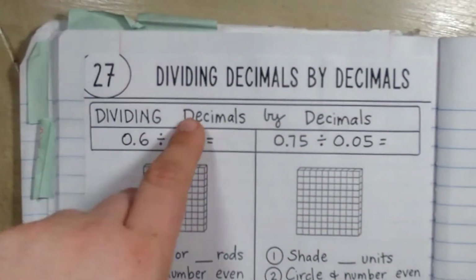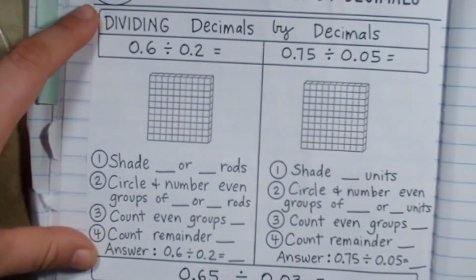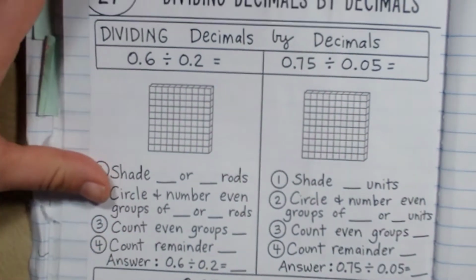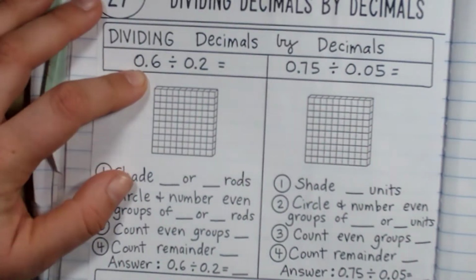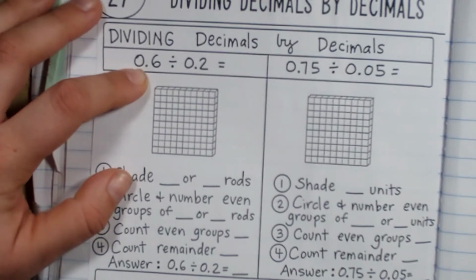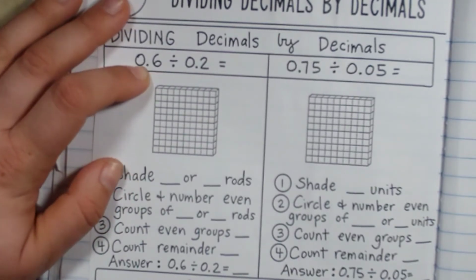All right, we're going to be working on dividing decimals by decimals with the models. So we're going to be dividing, as an example, 0.6 divided by 0.2, which is 6/10 divided by 2/10.